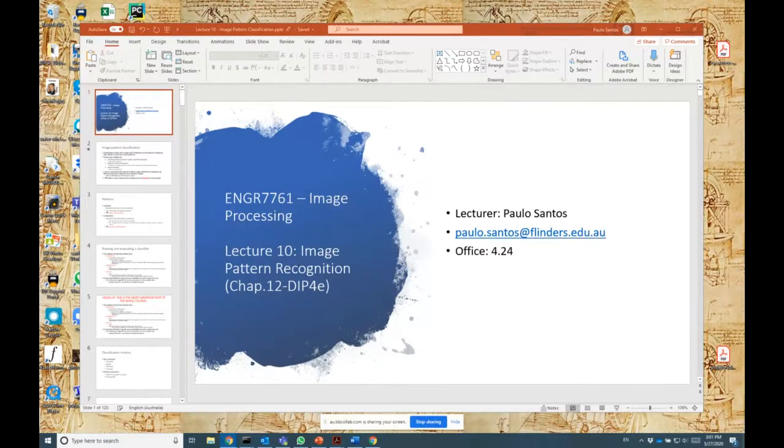Hello, welcome back, everyone. Let's start today talking about chapter 12, the last chapter of our wonderful book, Digital Image Processing.